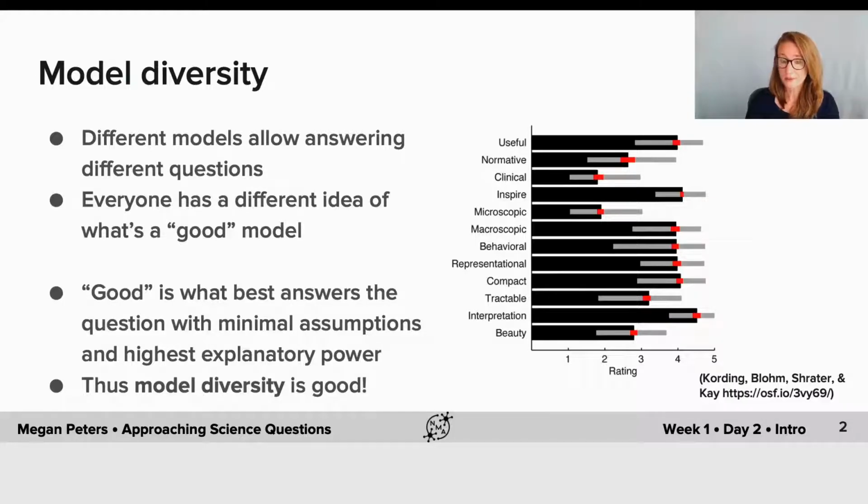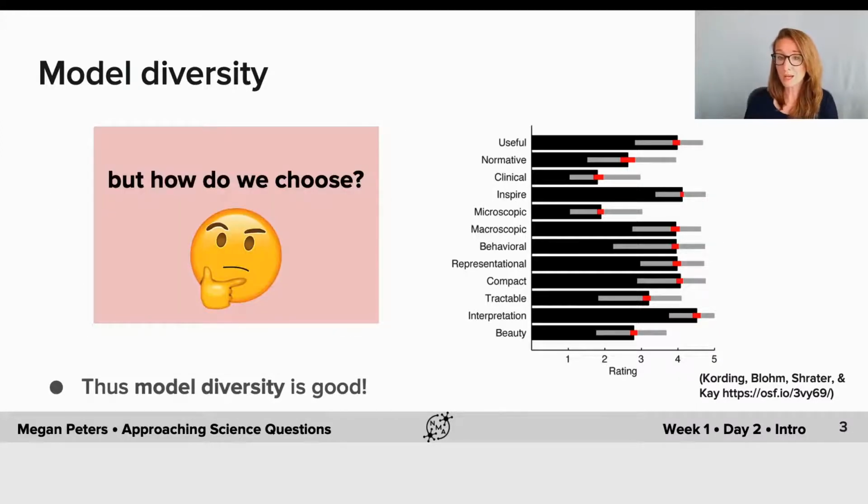So yesterday, day one showed us what models are good for, and that we need many different models at different levels of description. We saw that there are many goals for different types of models and different types of models with different strengths and different weaknesses.